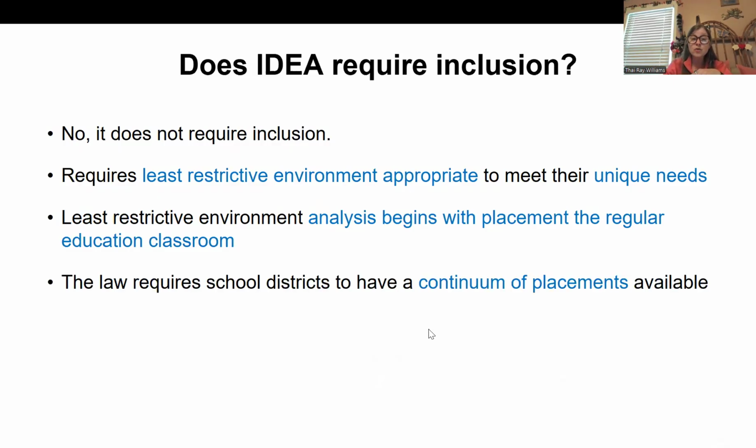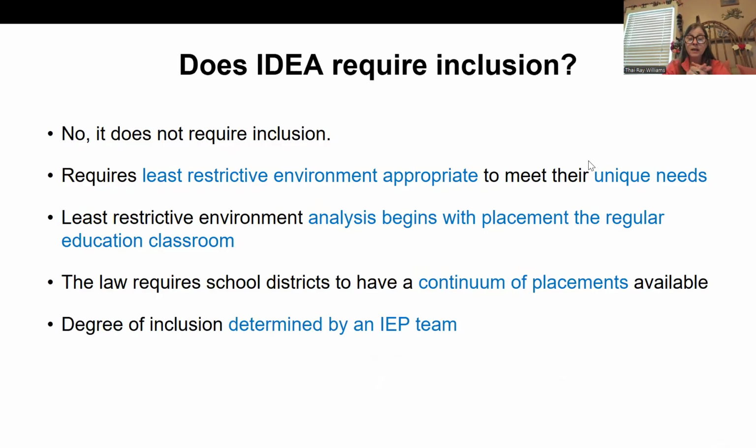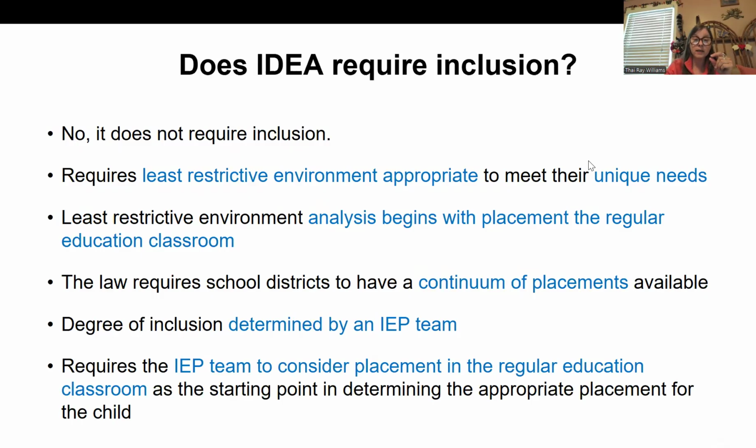But by law, school districts must provide a continuum of placements. So that could be everything from a hospital or homebound, a separate school, a separate classroom, a resource classroom, push in, general education, and there are other ones that could fall in there as well. But schools must provide that continuum, so we have to consider the placements within that continuum. And then the IEP team decides what degree of inclusion is appropriate for this student. And when they're looking at that least restrictive environment, the first place they consider is the general education classroom.